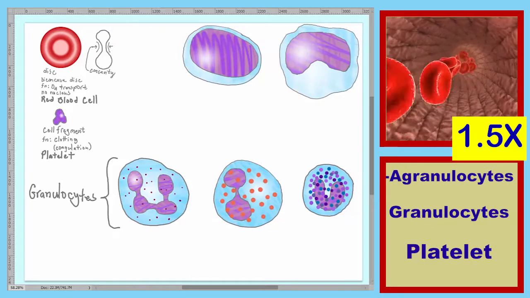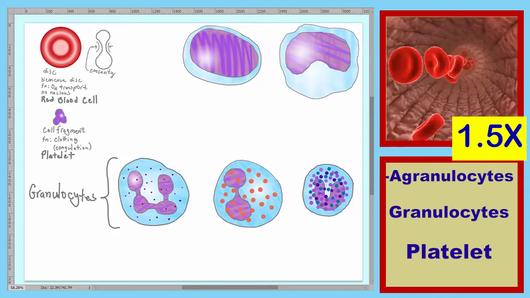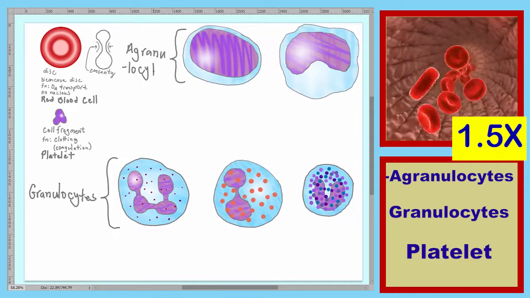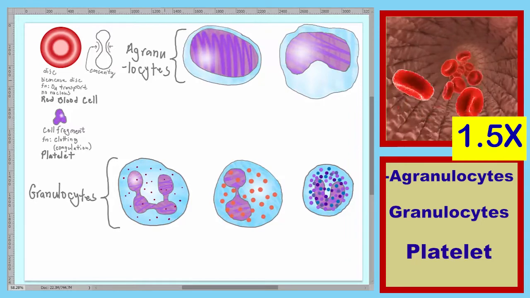Keep in mind, granules are present, however, they just can't be seen with a light microscope. And when these cells were first discovered, they were discovered using a light microscope. So these are the agranulocytes. And so these are the two names of these groups of cells. The agranulocytes, which contain no granules, and the granulocytes, which do contain granules.